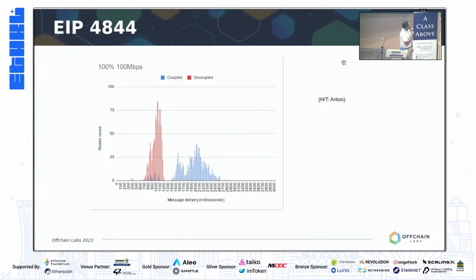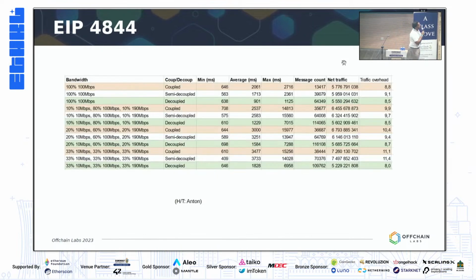This is a nice chart from Anton from TXRX. It is a simulation that was done on decoupled and coupled blobs. On the left, you can see the latency is much lower for decoupled versus coupled. There is a larger spike, but that is because of the higher traffic nodes which have a large amount of bandwidth, through which all the blobs are being propagated. You can see how it works on varying bandwidth capacities of different peers.